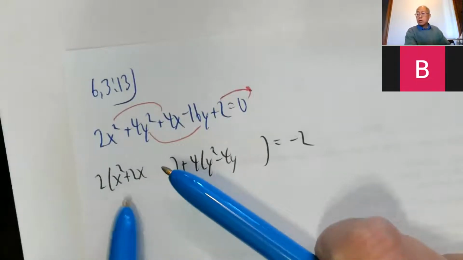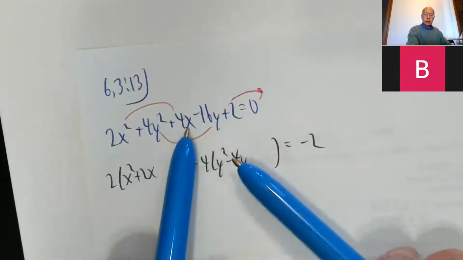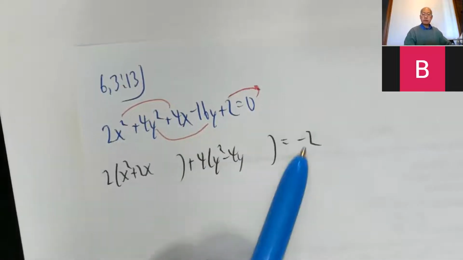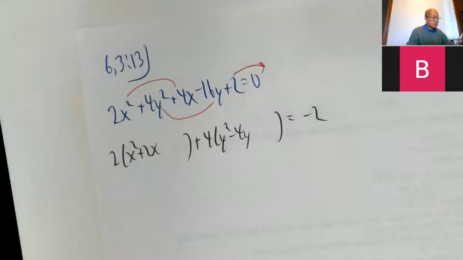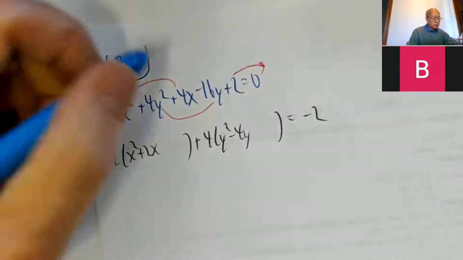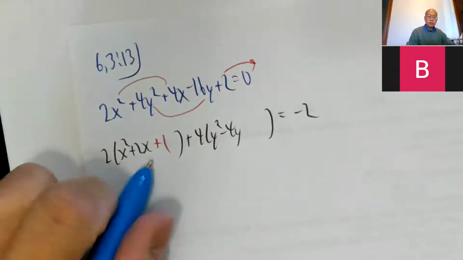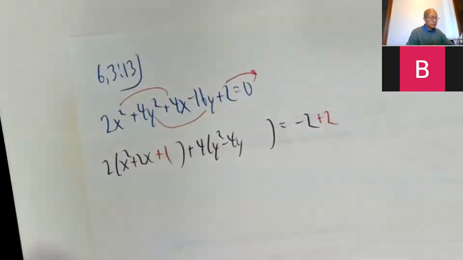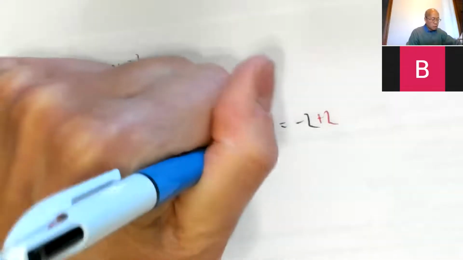Okay. Quick double check inventory. 2x squared plus 4x. Yep. 4y squared minus 16y. Yep. And the 2 goes over. Okay, complete the square. Half of 2 is 1. Square root is 1. Plus 1, but that's really a plus 2. Half of -4 is -2. Squared is 4. Plus 4 is really a plus 16.